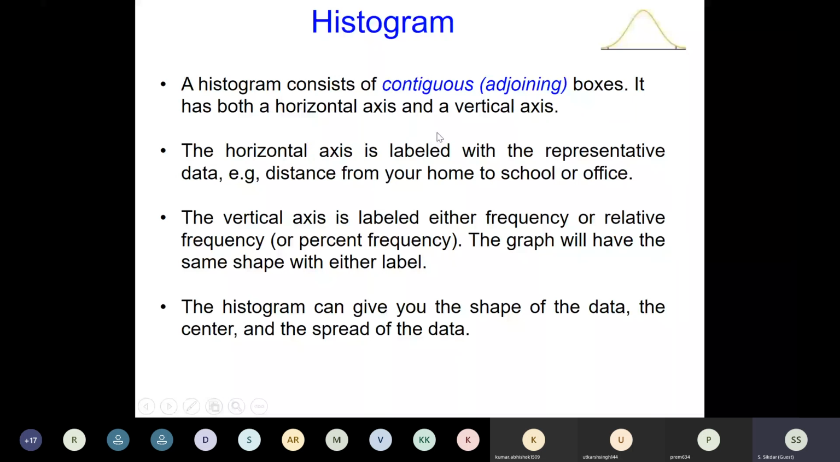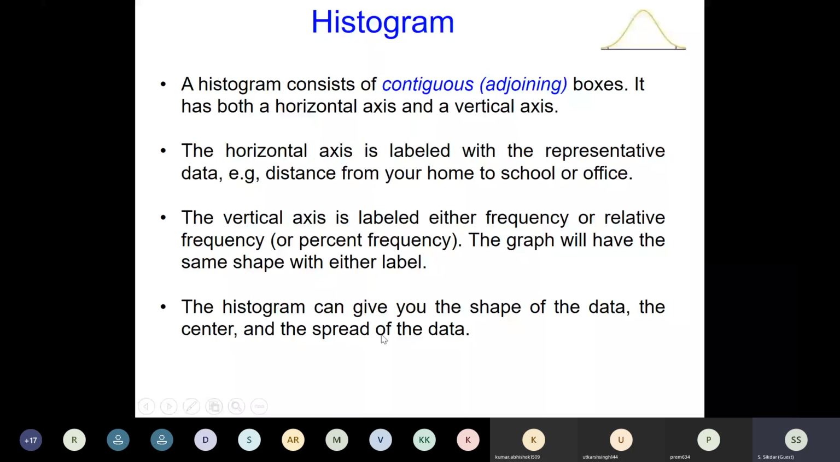One is horizontal and another is vertical axis. In the horizontal axis you put the data, just like if you want to plot the distance from your home to school or office, or somebody else's home to school. Okay, how is the distance? Now the vertical axis is labeled either as frequency or relative frequency, percentage frequency. Now it can give you the shape of the data, center and the spread.